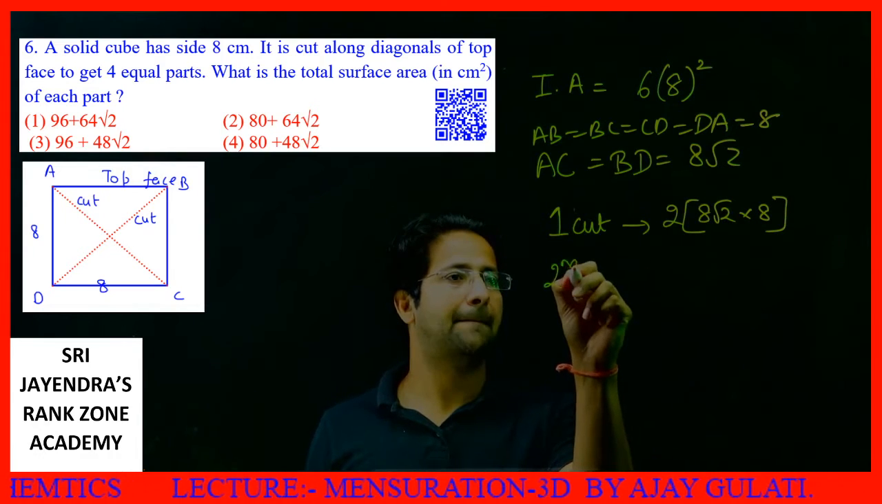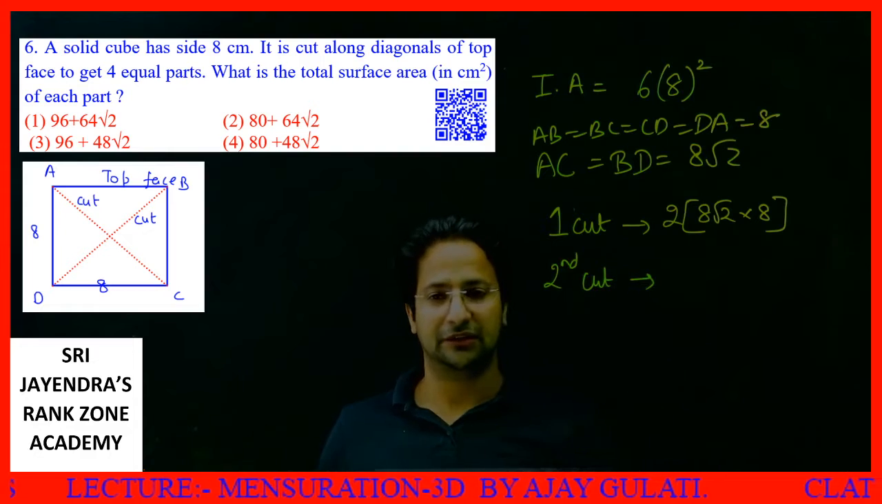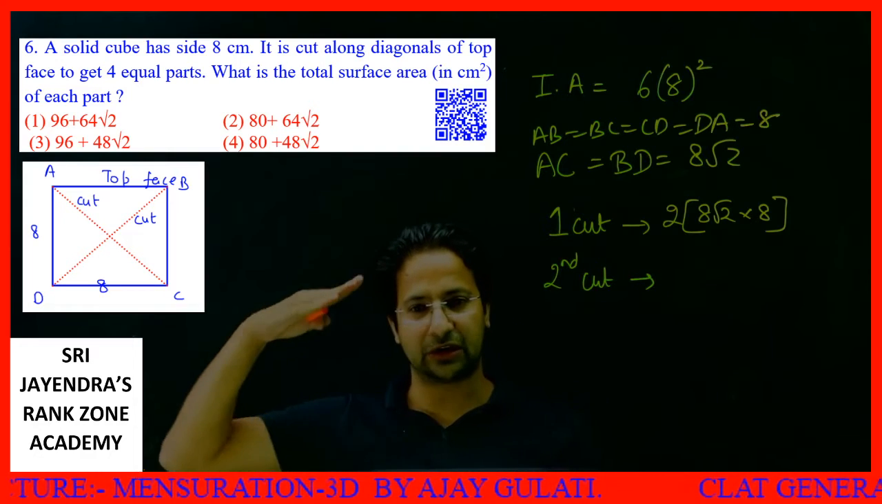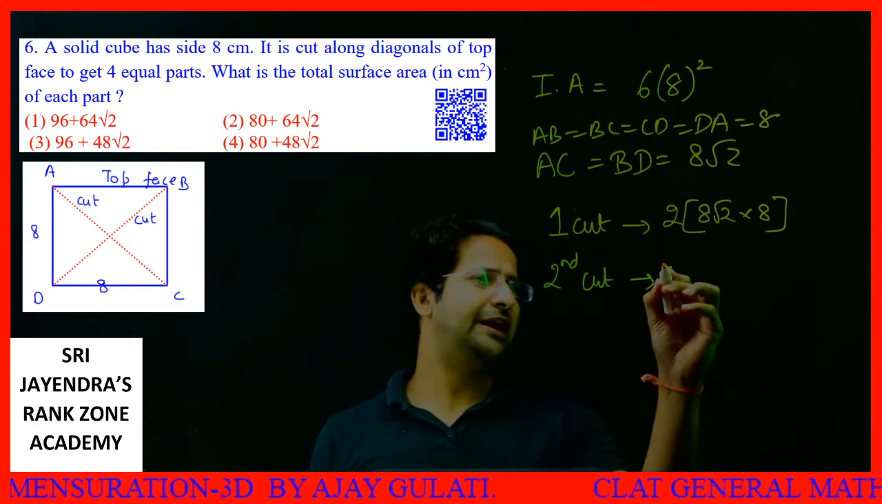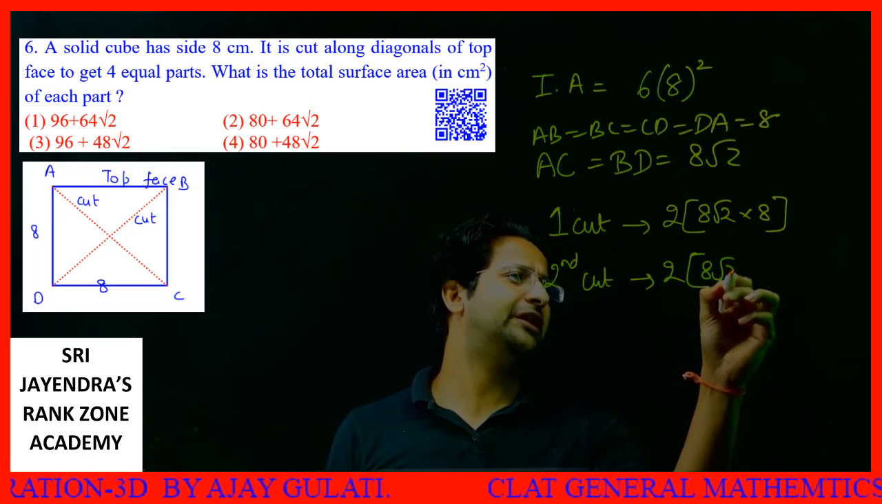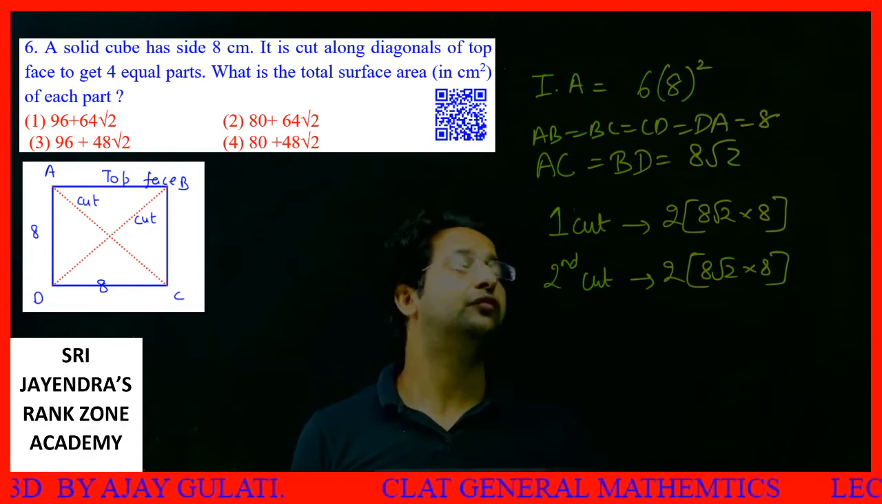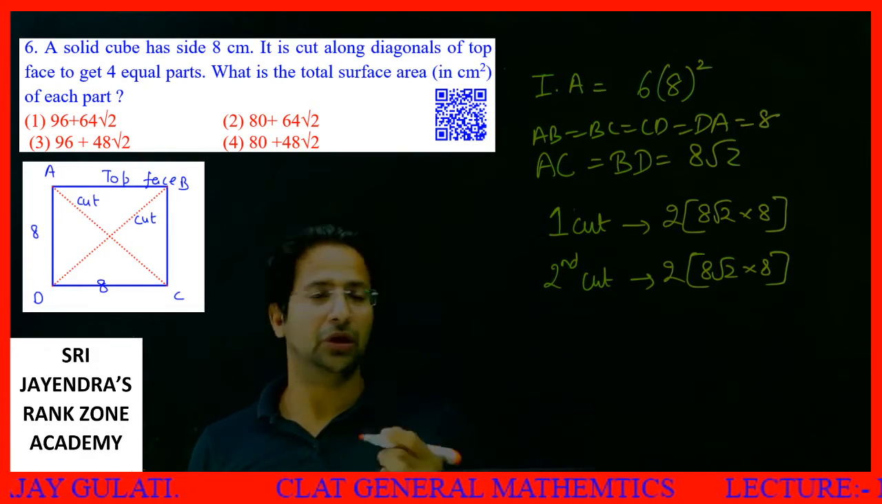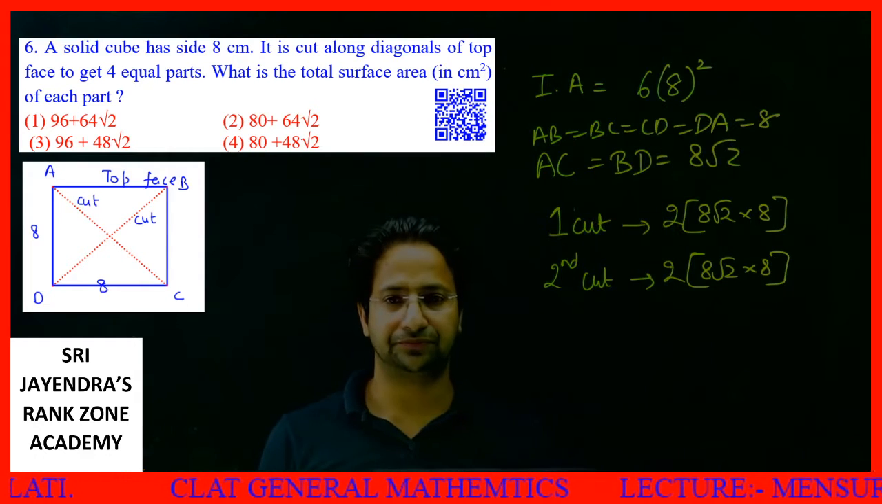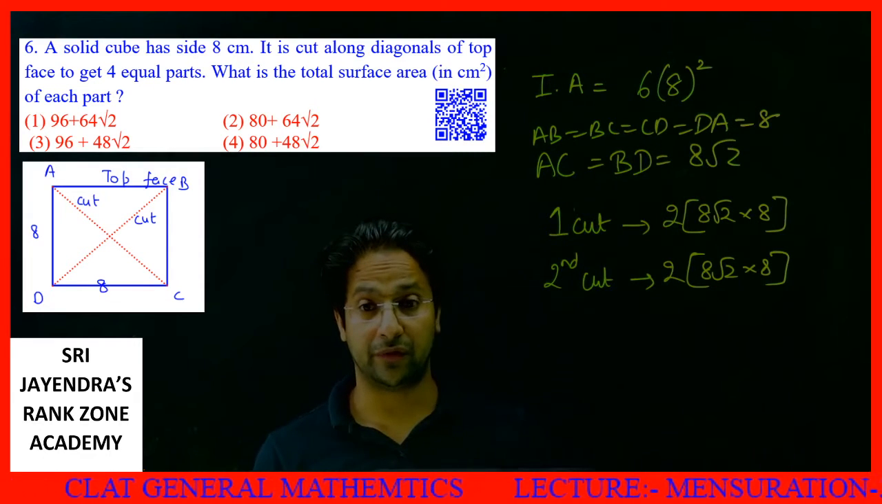Second cut. You can see one cut is along AC, the other cut is along BD. I'll get a similar two rectangles, 8 root 2 into 8. So finally, what will be the total area? New total area will be 6 into... oh my god, I'm not sure if I'm getting the answer.